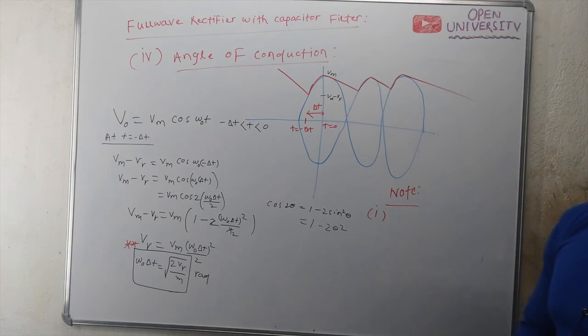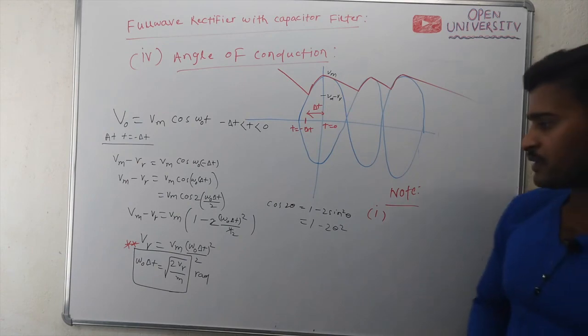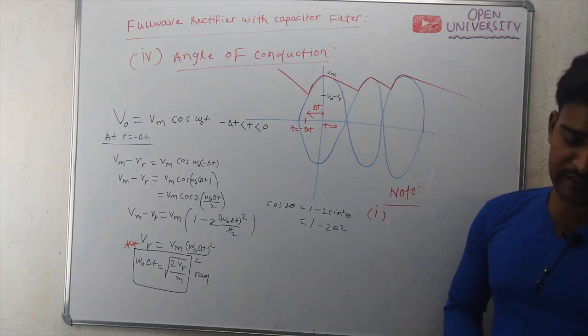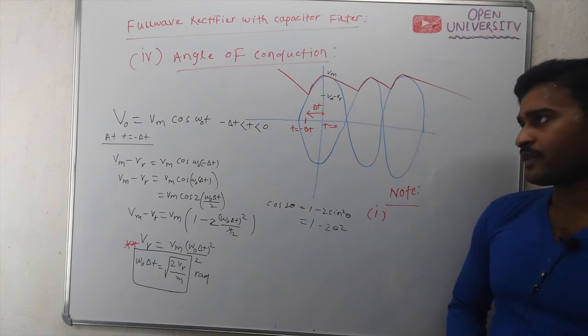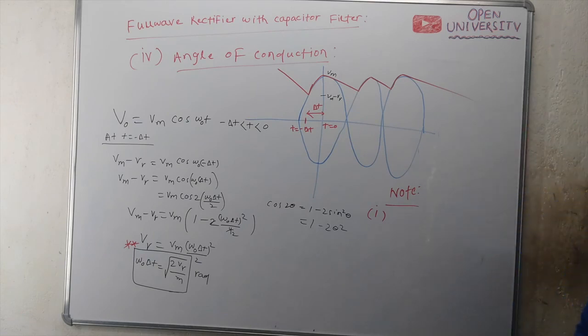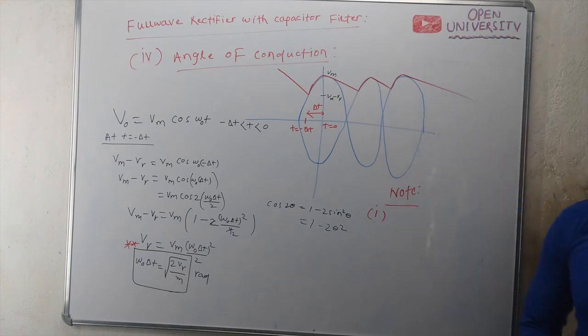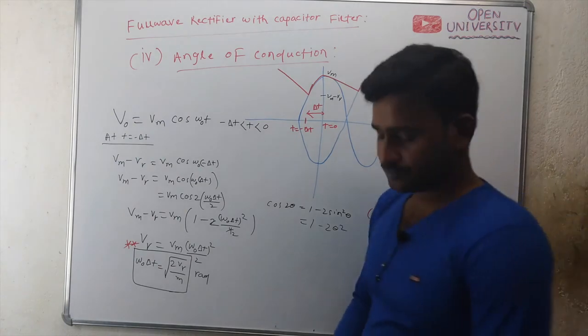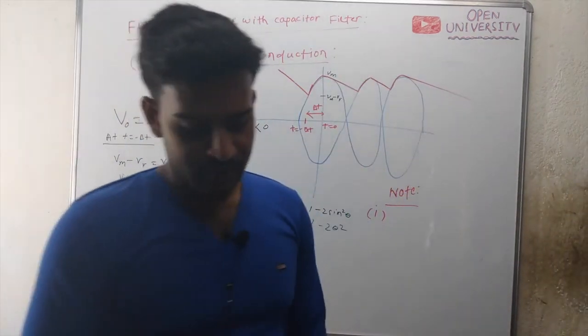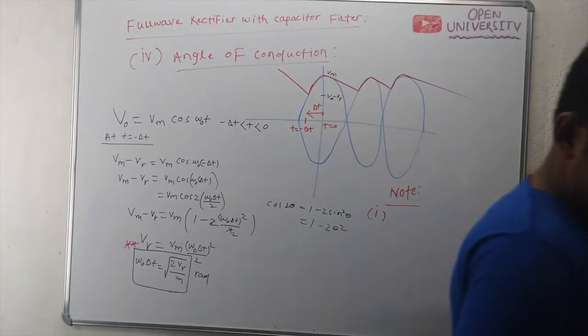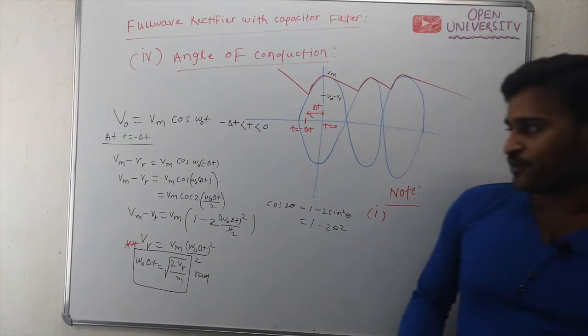Second point, the voltage rating of the diode will remain the same as that without the capacitor, because the peak inverse voltage remains the same.